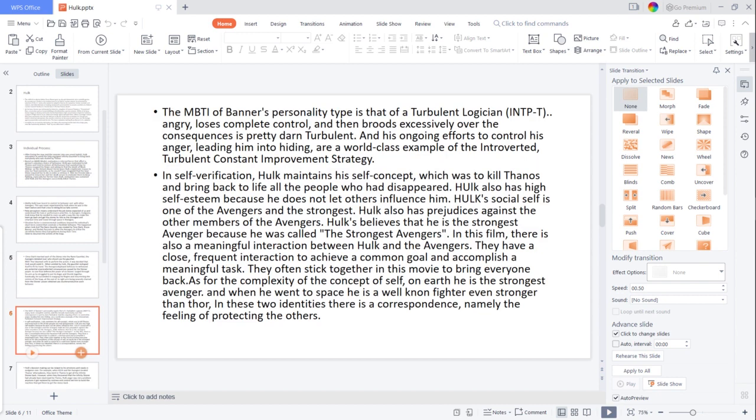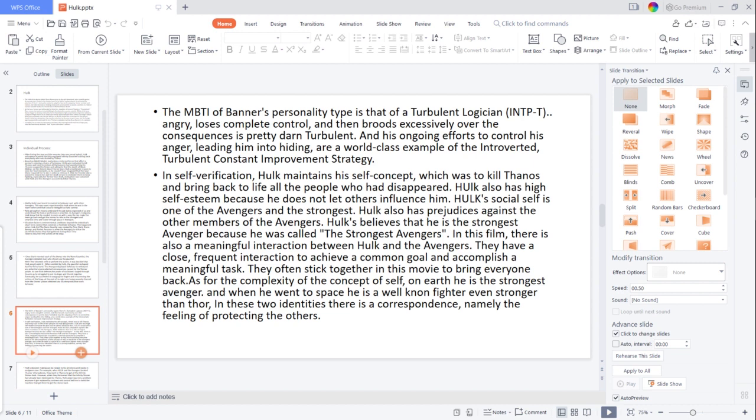The MBTI of Banner's personality type is INTP-T. Angry, he lost complete control, and then brooded extensively over the consequences. He is pretty troubled, and his ongoing effort of controlling his anger leads him to hide, a world-class example of an introverted troubled person and a consequence improvement strategy.